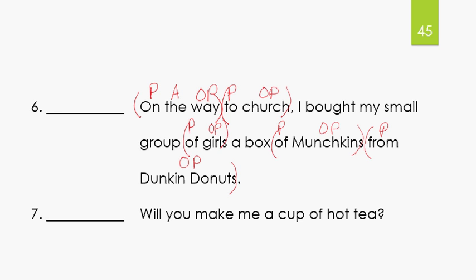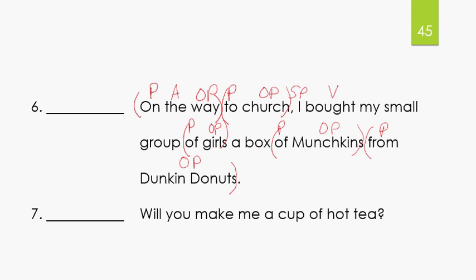I bought my small group a box. Who bought my small group a box? I. Subject pronoun. What is being said about I? I bought. Bought what? Did I buy my group? No, they weren't for sale. I bought them a box.